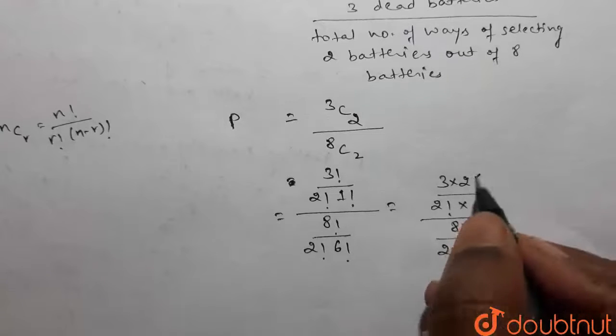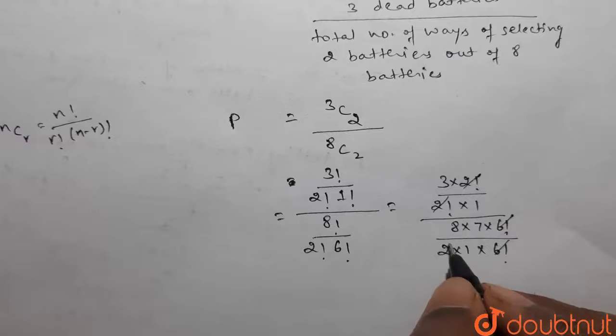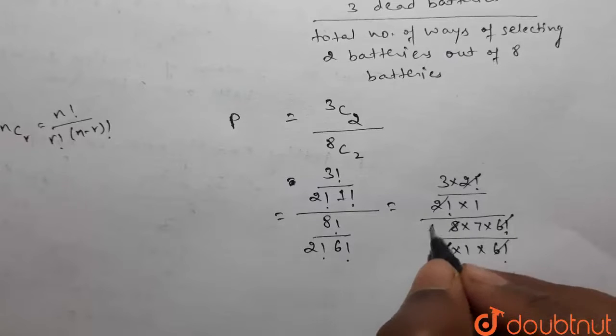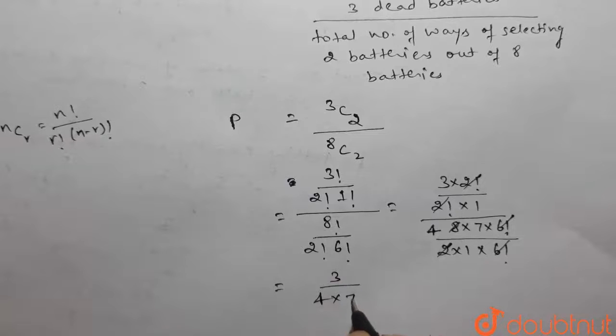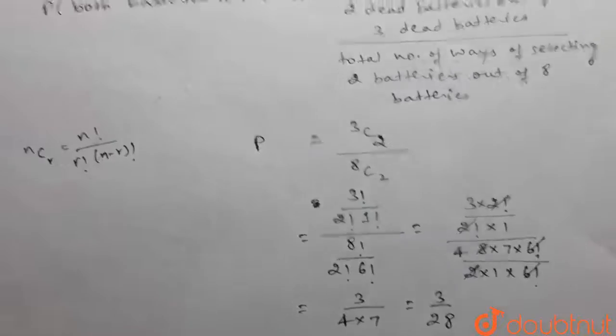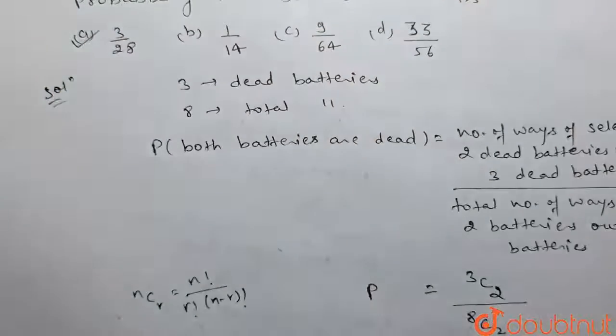Now 2 factorial will cancel out and 6 factorial will cancel out. 2 will cancel out 8 by 4. So this will be equal to 3 divided by 4 into 7, which is equal to 3 by 28. So the required probability is 3 by 28, which is option A. So option A is the correct option.